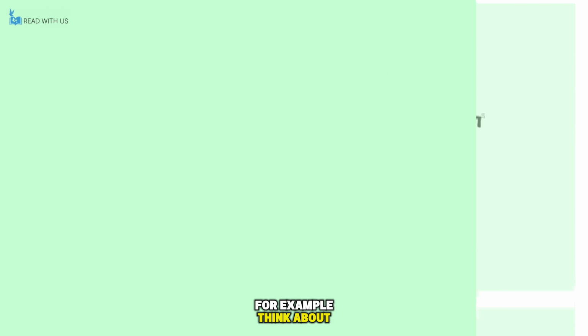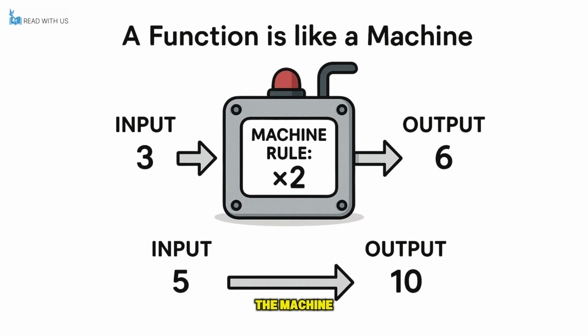For example, think about a machine. You put a number inside, the machine applies a rule, and then it gives you a result. If the machine rule is multiply by 2, then input 3 gives output 6, input 5 gives output 10, and so on. That's a function.